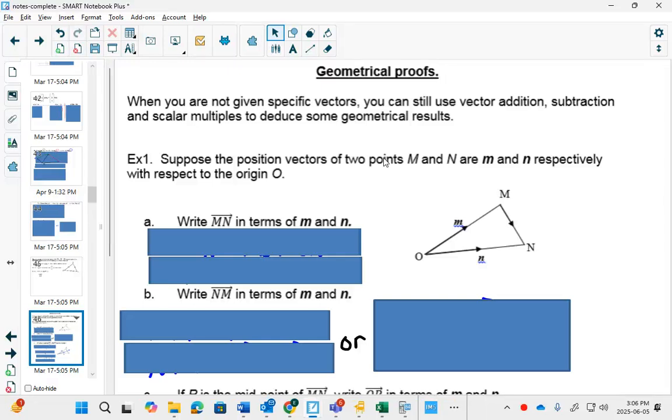So, geometrical groups. When you're not given specific vectors, you can still use addition and subtraction. We have 3 vectors in working with things, and we can create and solve some geometrical problems this way without being fixed to figuring things out on a regular Cartesian grid.